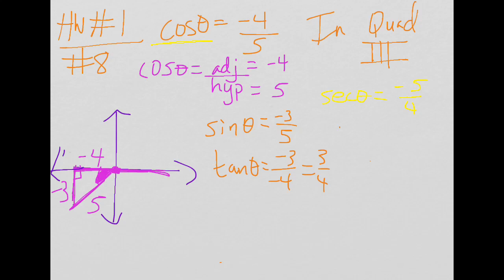Alright, the sine, what goes with sine? Cosecant. Cosecant goes with sine, and for cosecant, you just flip the sine, so it's going to be -5 over 3. Then cotangent goes with tangent, and it's going to be 4 over 3. So are there any questions?